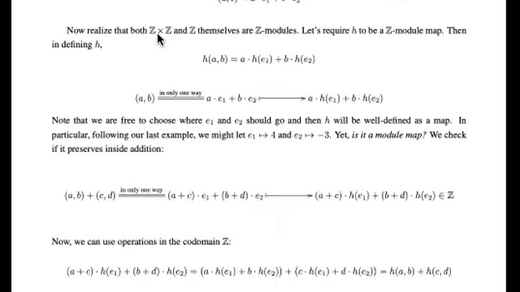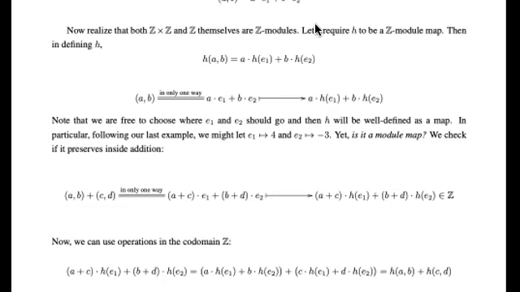So Z cross Z and Z themselves are Z modules. They have outside Z multiplication, because it's the same thing as the multiplication within itself, at least for Z. And here it's simple. The multiplication is kind of like scalar multiplication to a vector, if you're familiar with that terminology. If not, you're just multiplying component-wise.